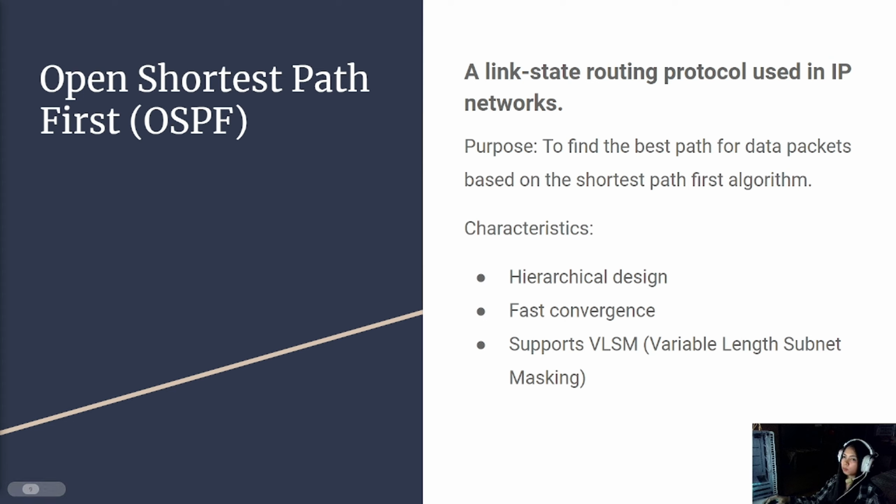Moving on from wireless LANs, let's talk about OSPF, or Open Shortest Path First. OSPF is a link state routing protocol used in IP networks to find the best path for data packets based on the shortest path first algorithm. It has a hierarchical design, fast convergence, and supports variable length subnet masking, making it highly efficient for large and complex networks.